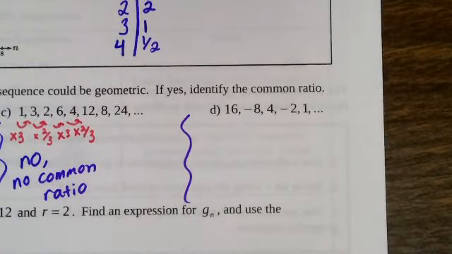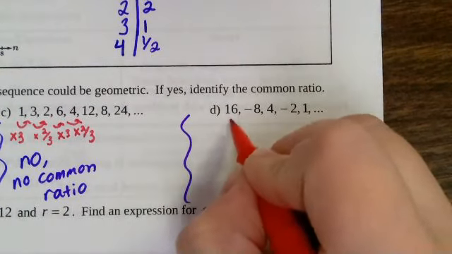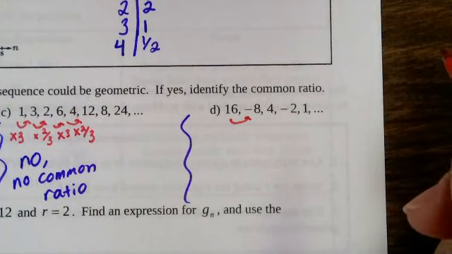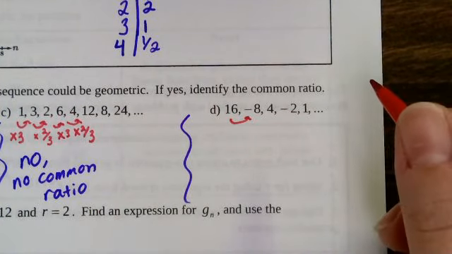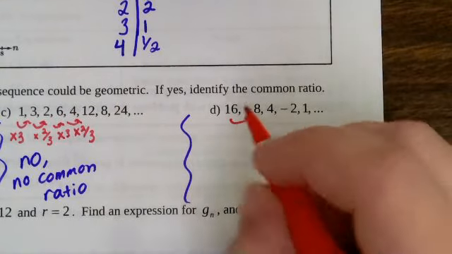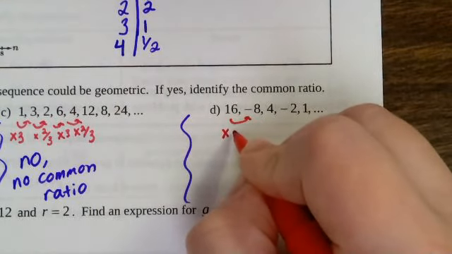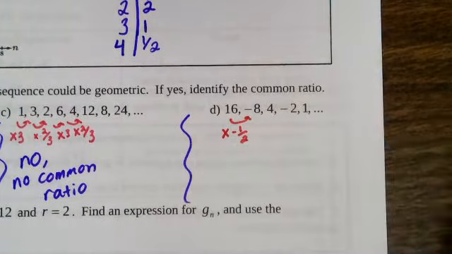All right, we got one more. This one's a little bit weirder looking. Some of y'all may be looking at it and immediately you see what's going on. But from 16 to negative 8, we have to think about what they would have multiplied by. Well, they cut it in half. 16 divided by 2 is 8. But they didn't just cut it in half. They also changed the sign, which means that what they multiplied by was a negative 1/2 to change that sign.